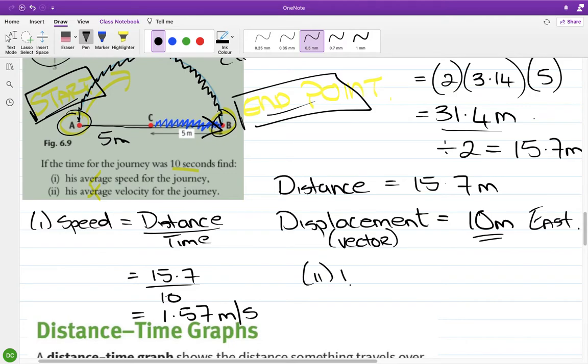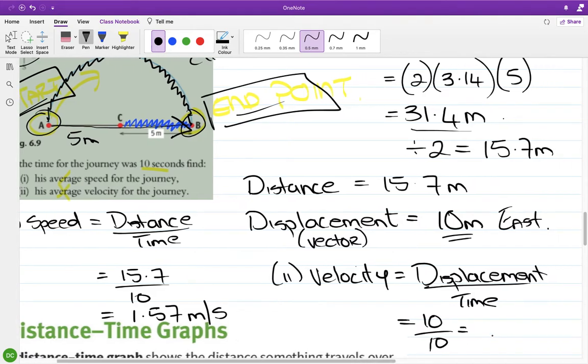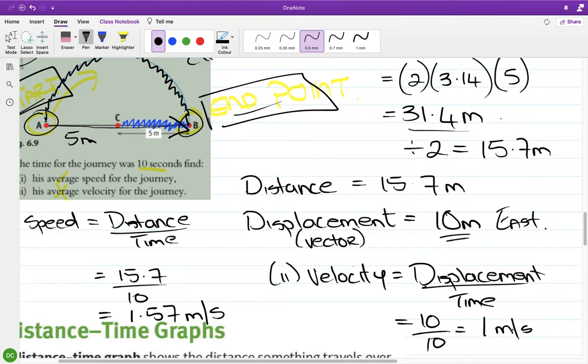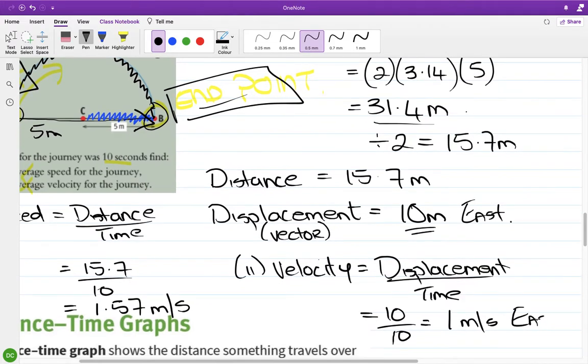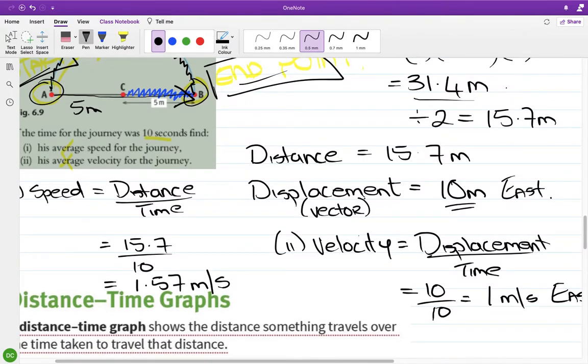And then for part 2, it's the velocity. Velocity is a vector. So remember, you put the vectors with the vectors. So velocity is displacement over time. So displacement is 10, time is 10. So that comes out to be 1 meter per second. And again, velocity is a vector, so you can't just leave it as 1 meter per second. It's 1 meter per second east. Okay, the velocity will be in the same direction as the displacement, and the displacement is east, so the velocity is east. Okay, so they are your 4 answers.